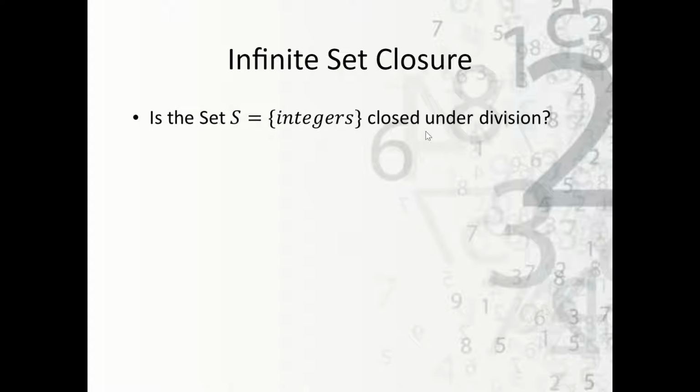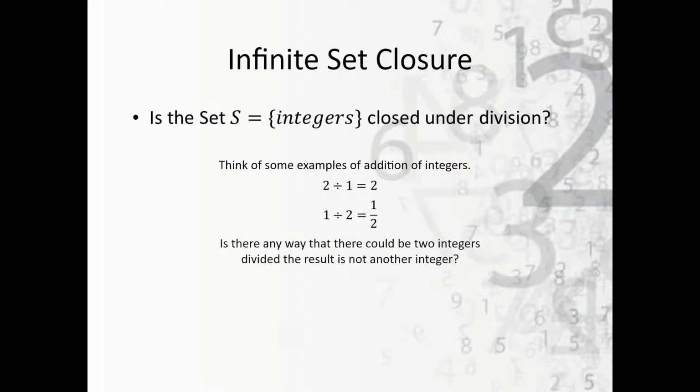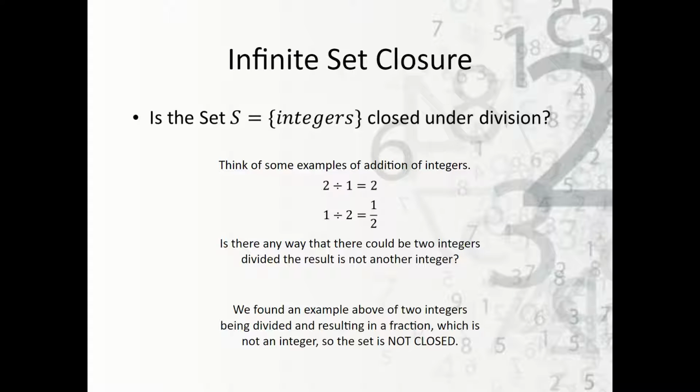Now what about this? The set S of integers closed under division. So again, we're going to think of some examples. So we have 2 divided by 1, 1 divided by 2. Notice here though, when we do 1 divided by 2, we get 1/2. Well, 1/2 is not an integer, that's a rational number. So therefore, when we do it that way, we know that it's not closed.